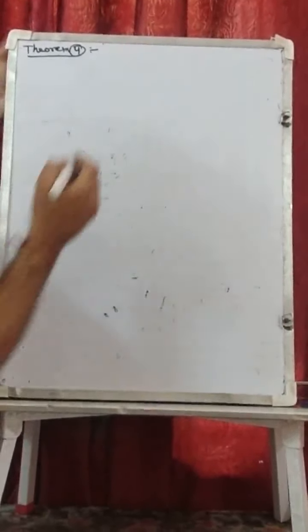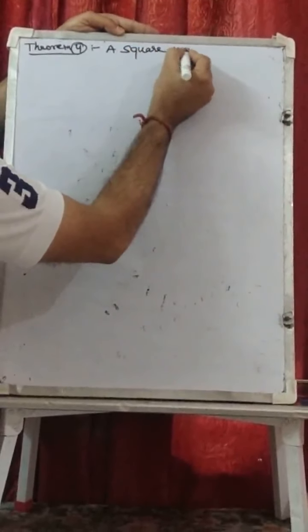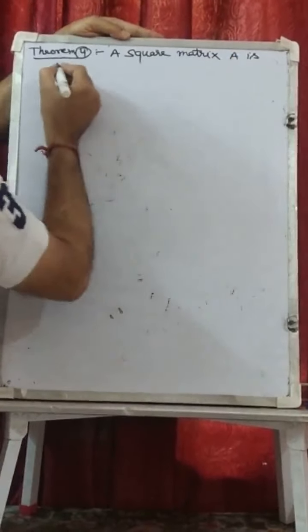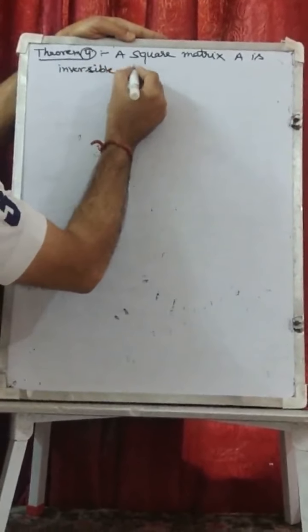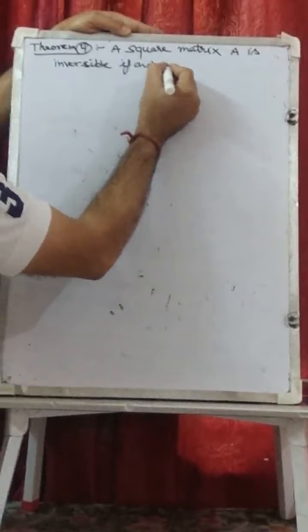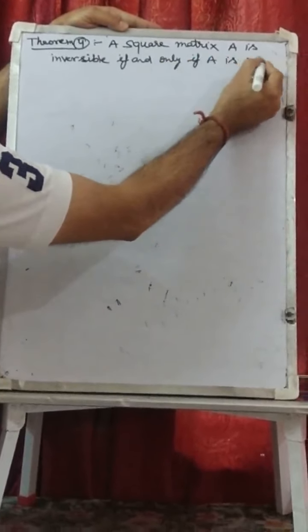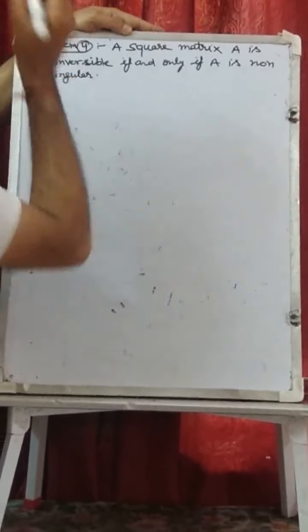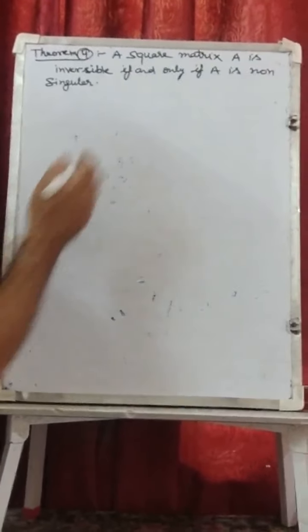It says that a square matrix A is invertible if and only if A is non-singular. If and only if A is a non-singular matrix.